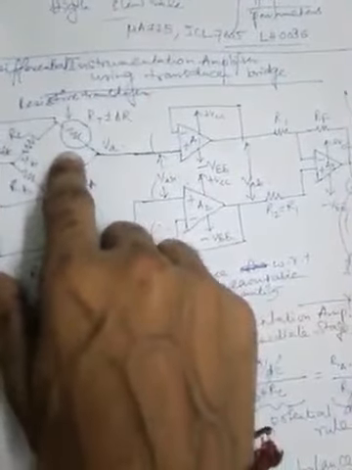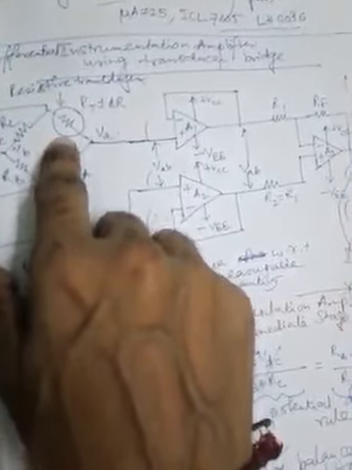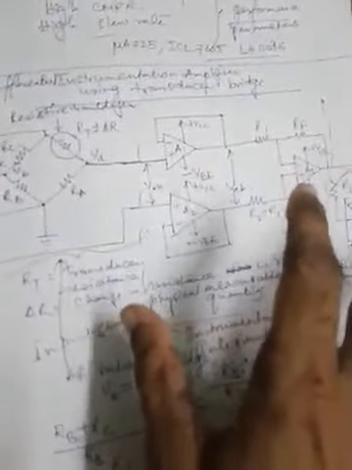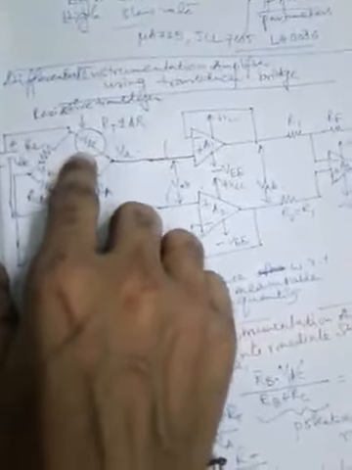So in this way, irrespective of any transducer that is being used at this arm of the transducer bridge, that can be processed by this differential instrumentation amplifier. So this is the general circuit diagram of a differential instrumentation amplifier using a transducer bridge, irrespective of any type of transducer that can be used over here to measure any type of physical quantity.